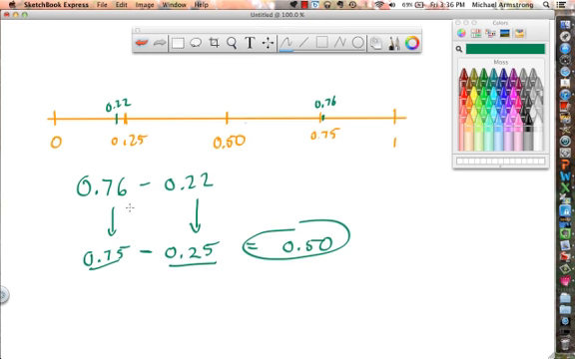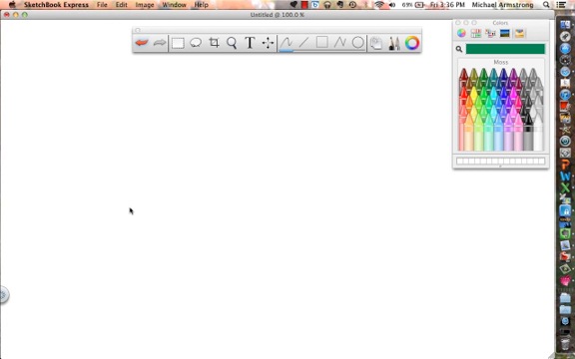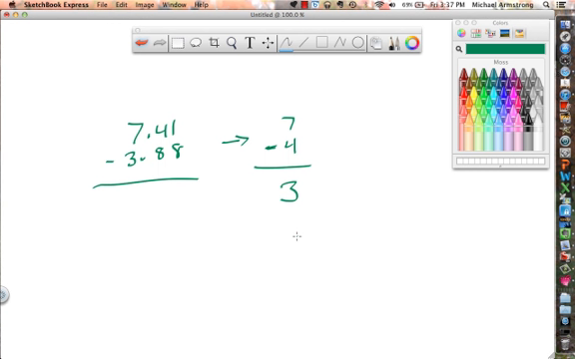The instructions tell you to use benchmarks to estimate, and they tell you to use rounding to estimate. So if they say rounding, and they might say 7.41 minus 3.88, you're just going to round to the nearest whole number. Okay, 7.41 rounds down to 7. Minus 3.88, that rounds up to 4. And 7 minus 4 is 3. That's really all you have to do. You're done. You don't have to find the actual answer. We're just rounding. As long as you understand how to round to the nearest whole number to get a really quick estimate, then you'll be fine.